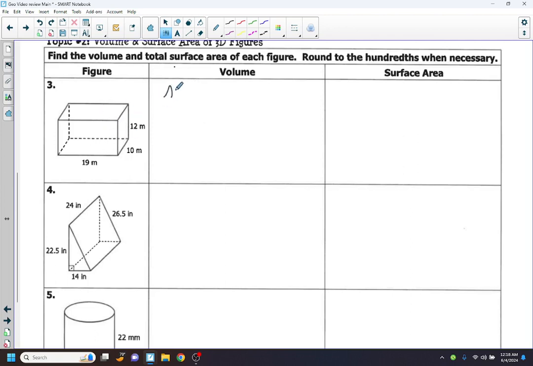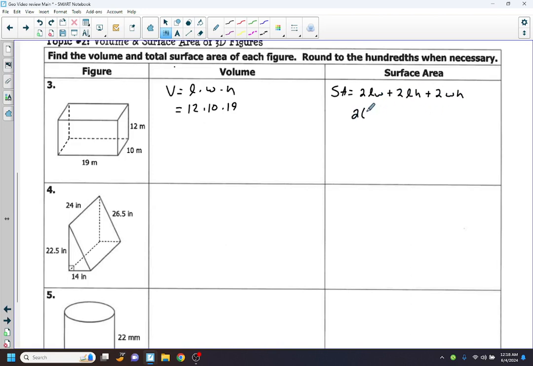So the volume for the rectangular prism is length times width times height. You cannot mess this up. If you do mess this up, I will bully you. I will insult you. It's 12 times 10 times 19. Does not matter which one you call length or width or height. The surface area for a rectangular prism is 2 length width plus 2 length height plus 2 width height. Again, it does not matter which one you call length, width, or height.